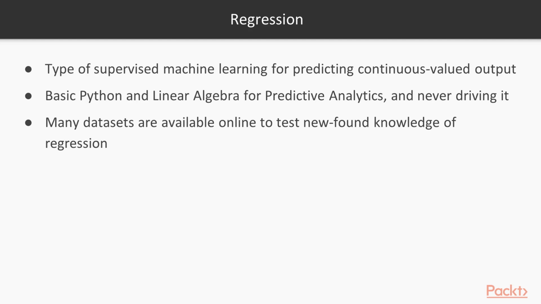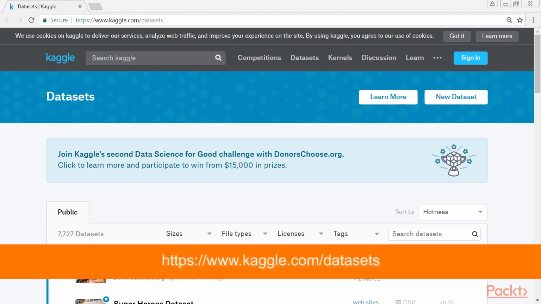Let's start from the very simple linear regression algorithm. We have seen that regression is a type of supervised machine learning for predicting continuous valued output, basic Python, and linear algebra for predictive analytics. This awesome machinery begs to manifest itself in the real world. Fortunately, many datasets are available online to test your newfound knowledge of regression. Kaggle contains all types of large-scale data for machine learning competitions at this link.